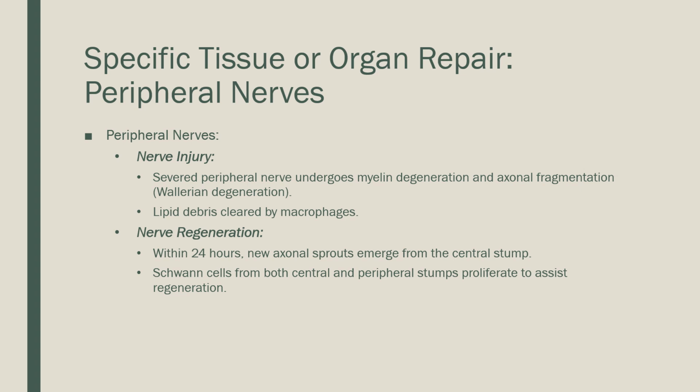Severed peripheral nerves undergo myelin degeneration and axonal fragmentation, also known as Wallerian degeneration. Lipid debris is cleared by macrophages. Within 24 hours, new axonal sprouts emerge from the central stump. Schwann cells from both central and peripheral stumps proliferate to assist regeneration. Microsurgical approximation of the nerve can enable reinnervation. Successful regeneration requires maintenance of neurotubules to guide the new axons.